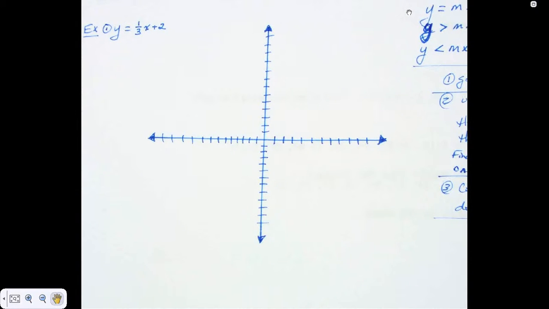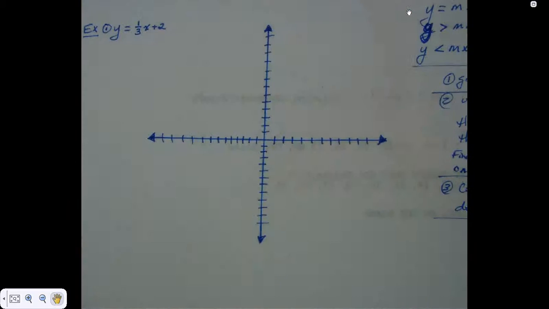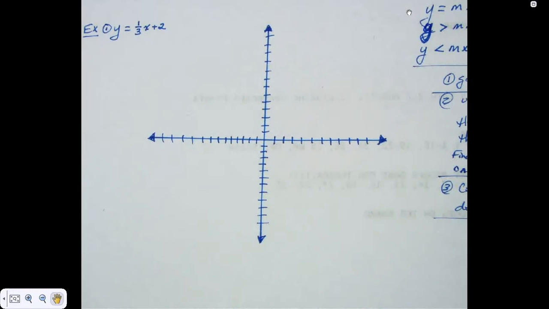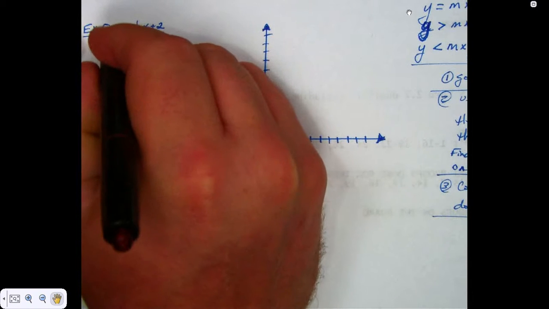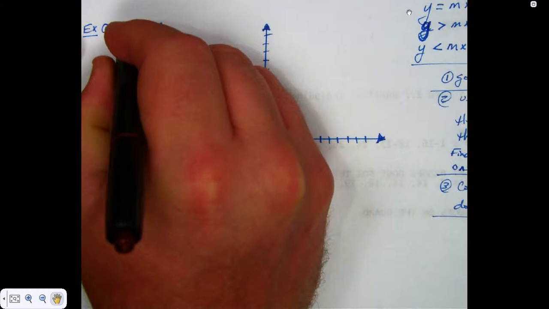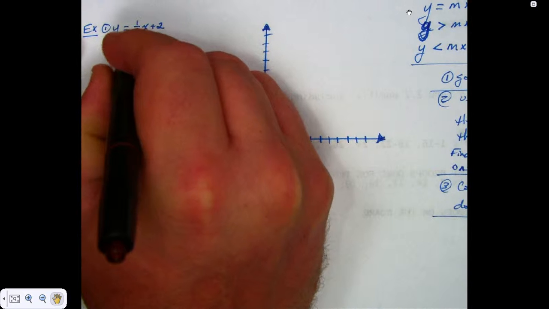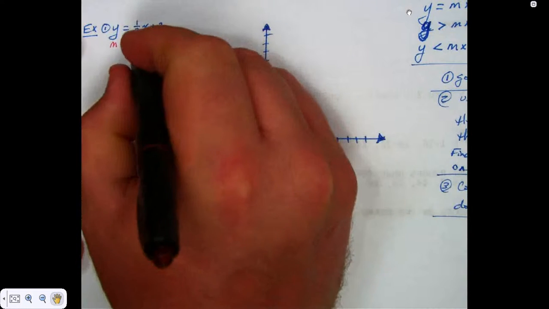Now, is this in slope-intercept form? Can anybody answer that question? Is it in the form y equals mx plus b? Yes. So what is my slope? 1/3, isn't it the number in front of x? What is my y-intercept?